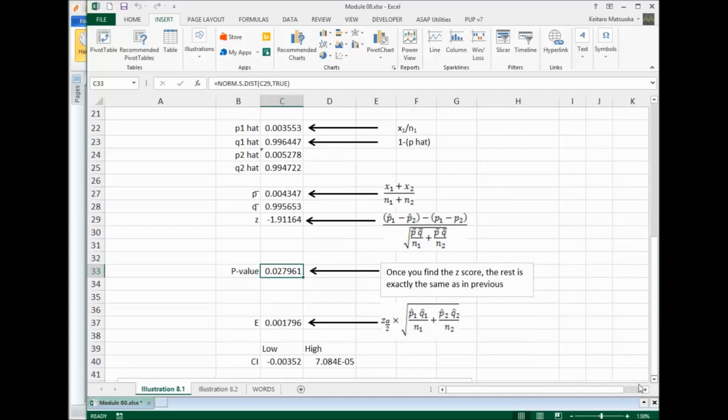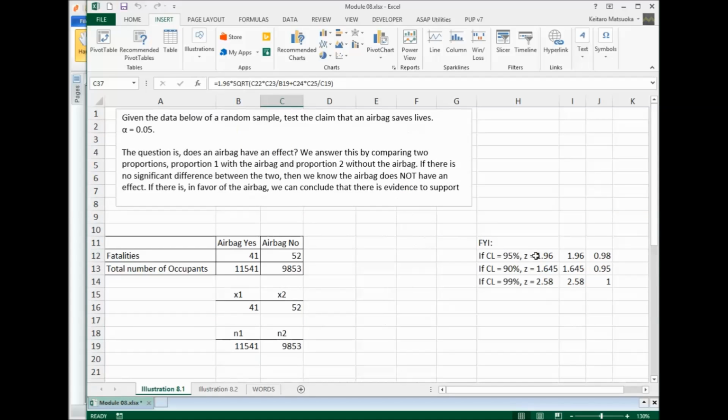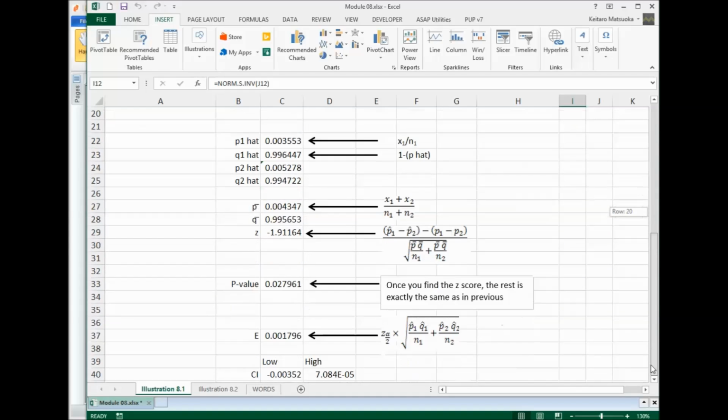Okay. So what's the margin of error? The z alpha divided by 2 will be given to you. It's typically 1.96 as seen here. And here, I punch in the formula for the margin of error, this whole thing.